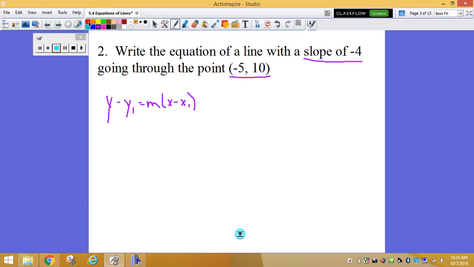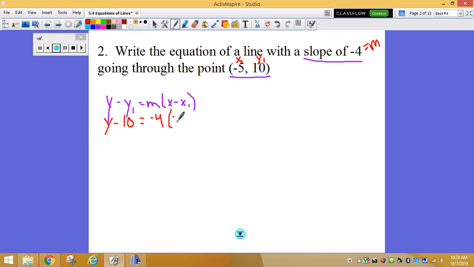Okay. So again, m is my slope. It's right here. So right here, instead of m, I'm going to plug in -4. In ordered pairs, this is my x1 and this is my y1. So let's plug that in. So I have y minus y1 is 10.